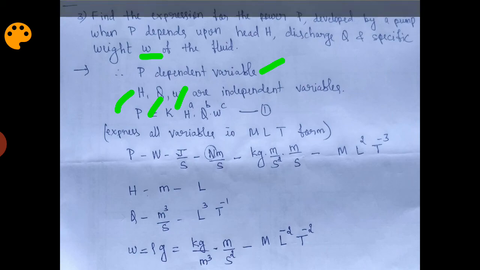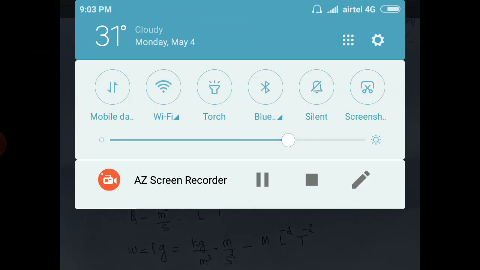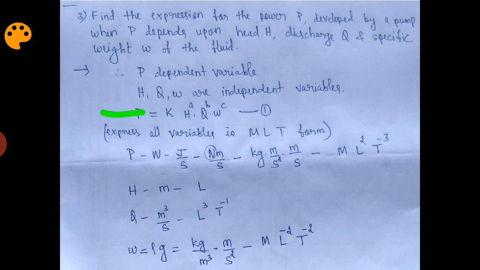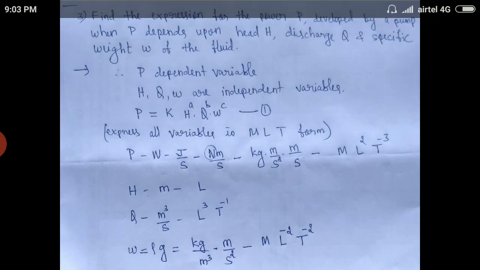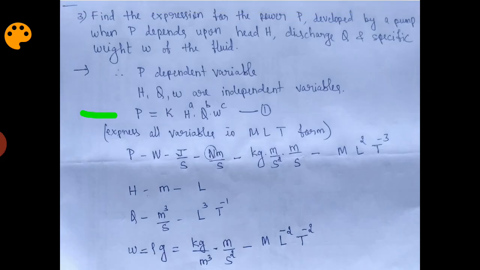So once you identify this, then you can guess the equation, or you can write the equation. The equation will be P is equal to K H raised to A, Q raised to B, W raised to C. Okay, so here power is the dependent variable which depends on head H, discharge Q, specific weight W. So it is written like this. Now what is the next step? Express units of all the variables in MLT form.